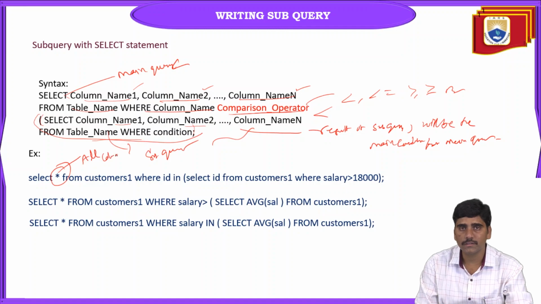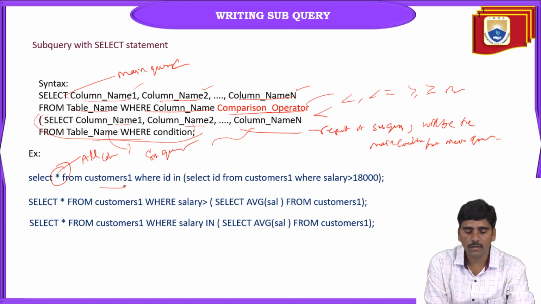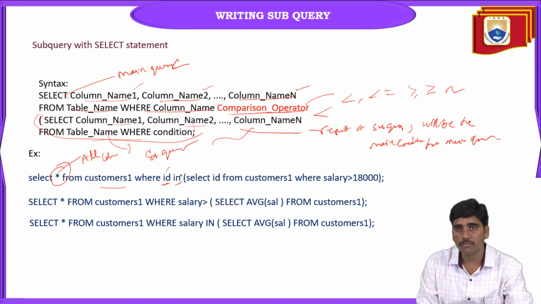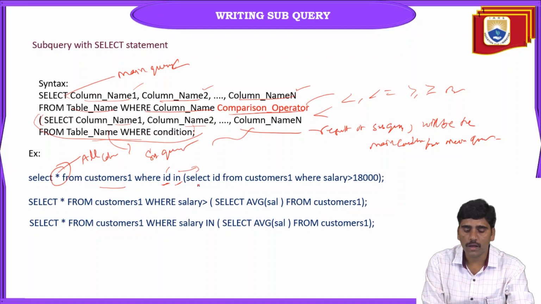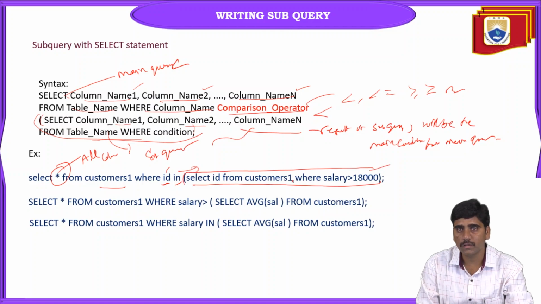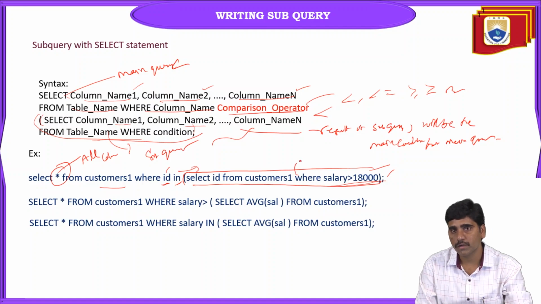So here you can see the examples. Select star indicates what? All columns. I want to retrieve all columns from the customer 1 table. So select star from customer 1 where ID, so ID is the column name, and in is the comparison operator. This is what we have written here as a subquery: select ID from customer 1 where salary greater than 18,000.